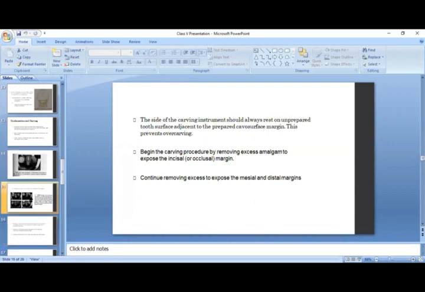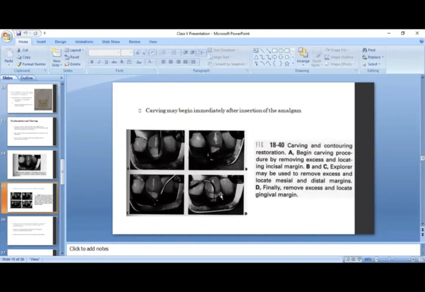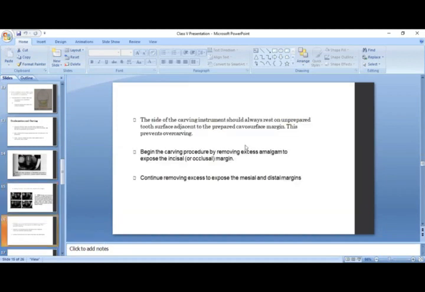Unprepared tooth surface is basically the unprepared tooth surface, and this is the prepared tooth surface. So we start from unprepared to prepared, in that direction. This prevents the overcarving. What is overcarving?